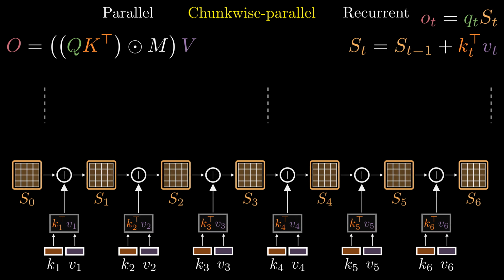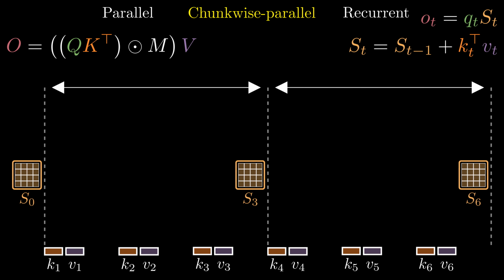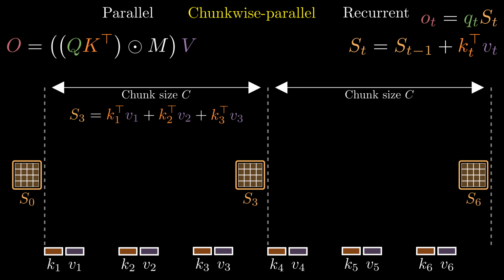We first split the sequence into non-overlapping chunks of size C. Let's first see how we can compute the state matrix at the end of the first chunk without materializing the state matrix at every step. The state matrix S3 is the sum of the outer products of the key and value vectors in the first chunk. Due to the linearity property, we can express the sum of outer products as matrix multiplication.